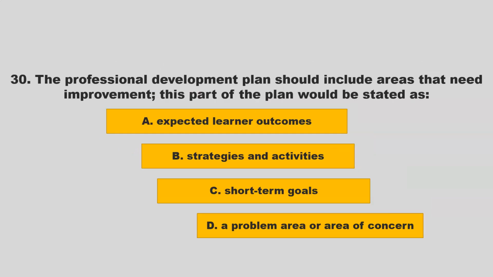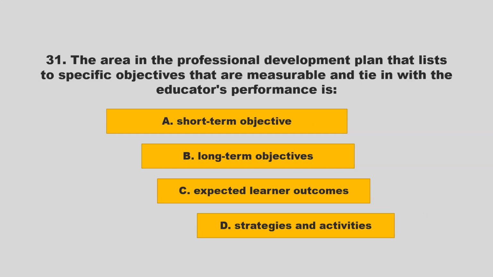The professional development plan should include areas that need improvement. This part of the plan would be stated as expected learner outcomes, strategies and activities, short-term goals, a problem area or area of concern. If you chose D, you are correct.